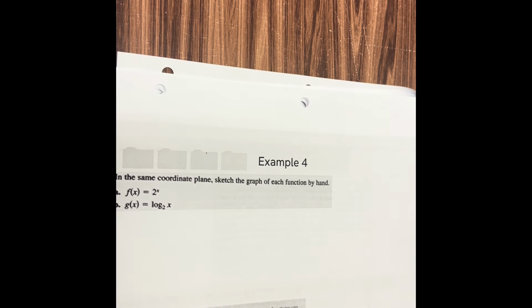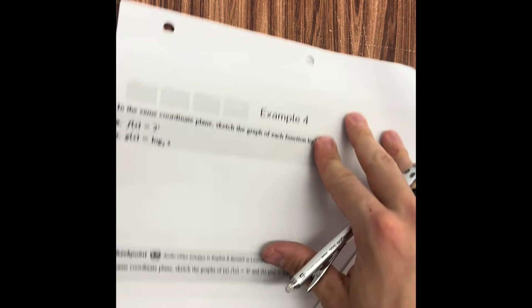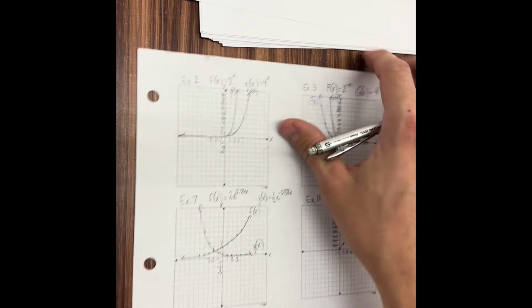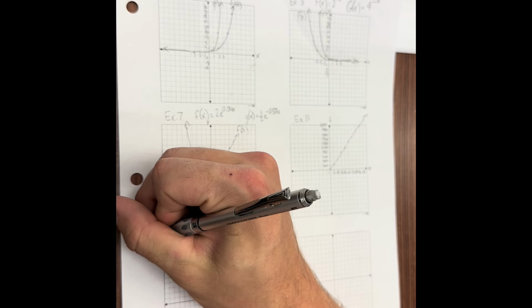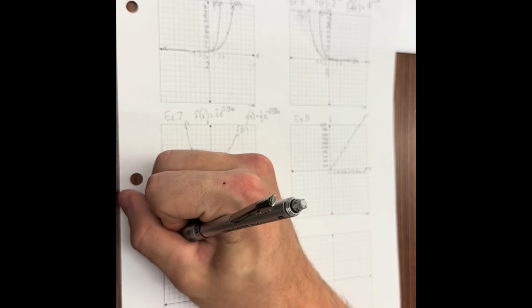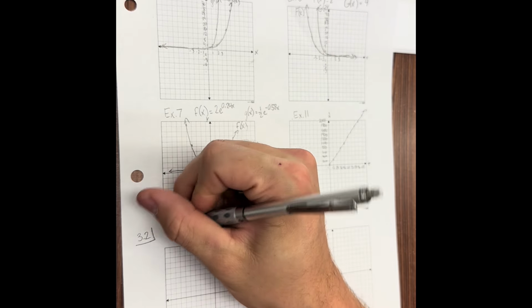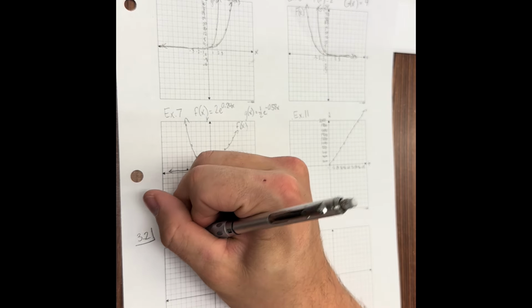So, example 4, in the same coordinate plane, we have to sketch the graph of each function by hand. So, this is 3.2. Example 4.